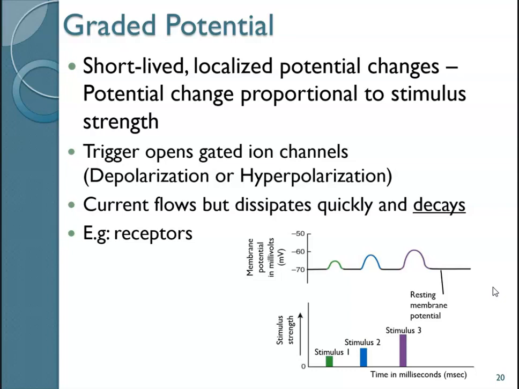Graded potentials can be either depolarizations or hyperpolarizations. In this picture, it's depolarization going from minus 70 towards 0, but we can also have hyperpolarization of these membranes, which can cause graded potential because they're proportional to stimulus strength and they decay. These are the kind of potentials that are created in receptors.